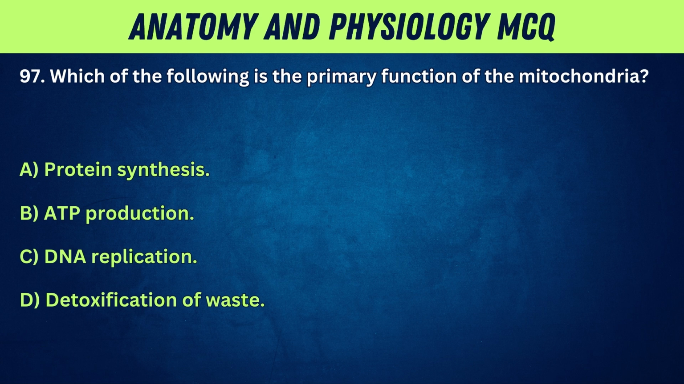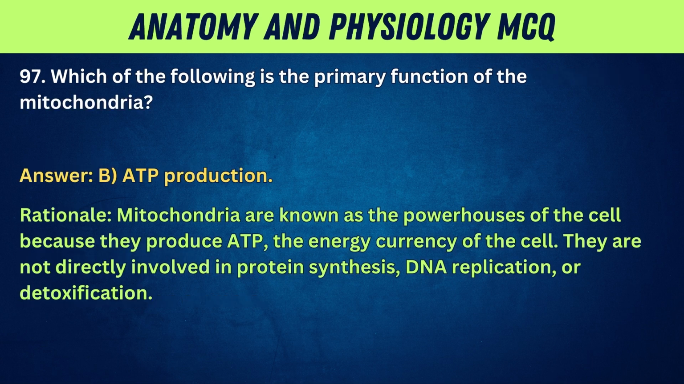97. Which of the following is the primary function of the mitochondria? A. Protein synthesis. B. ADP production. C. DNA replication. D. Detoxification of waste. Answer: B. ADP production. Rationale: mitochondria are known as the powerhouses of the cell because they produce ADP, the energy currency of the cell. They are not directly involved in protein synthesis, DNA replication, or detoxification.